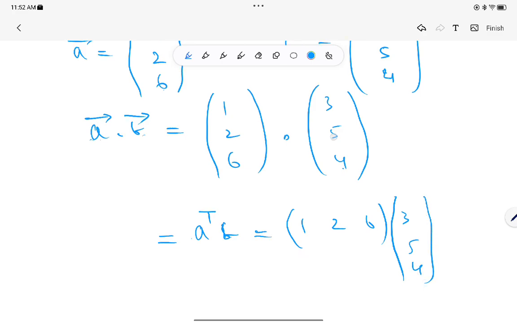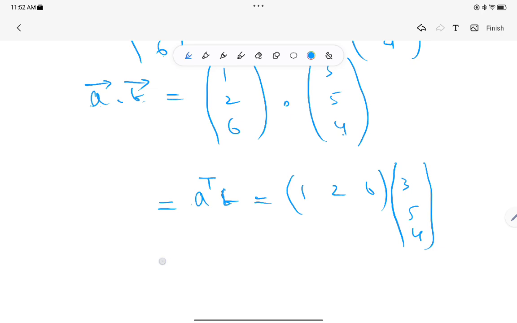Now what you have to do is take the dot product. In the dot product, you will first take this and multiply it by this. Then you will take this, multiply it by this. Then you will take this, multiply it by this. Similarly, you take this and multiply it by this, and so on. This is how you carry it out.